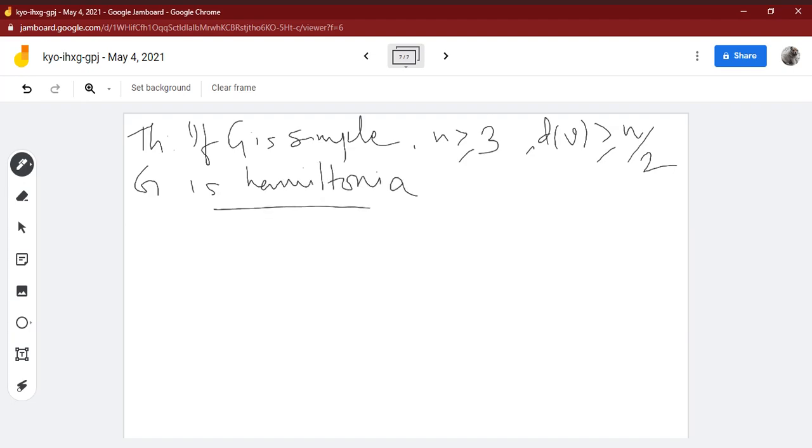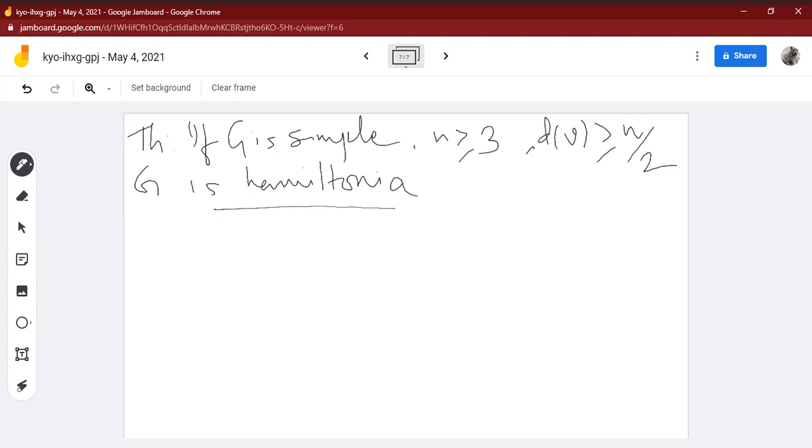So this is the condition for a graph to be Hamiltonian. If G is simple with n vertices, n must be greater than or equal to 3, and the degree of each vertex must be greater than or equal to n by 2. Suppose the number of vertices is 4, then the degree must be at least 2, either 2 or 3, and then it will become Hamiltonian. So this is the condition for being Hamiltonian.